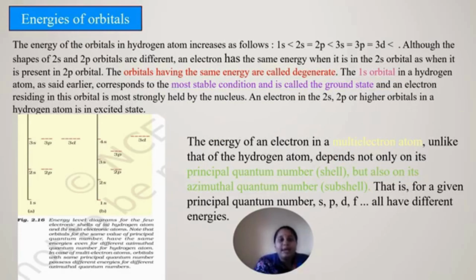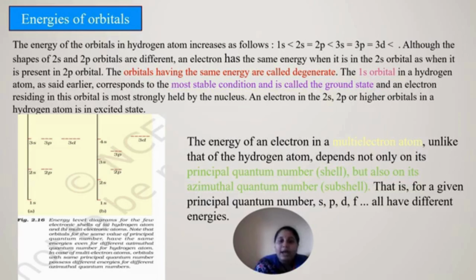The next one is the energies of orbitals. The energies of the orbitals are given below as 1s is less than 2s, which is equal to 2p, less than 3s, 3p, 3d. The shapes of the 2s and 2p are different, but the electron has the same energy as it is present in the 2s orbital. They possess the same energy. And if the orbitals possess the same energy, they are called degenerate orbitals.